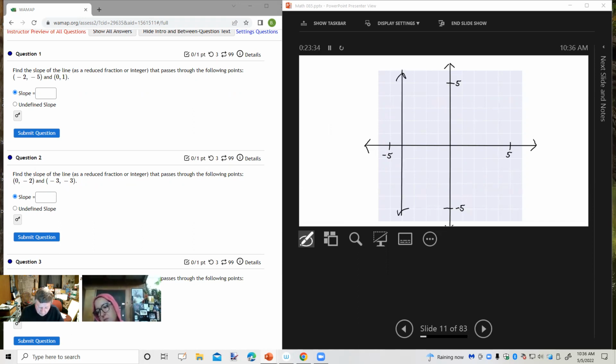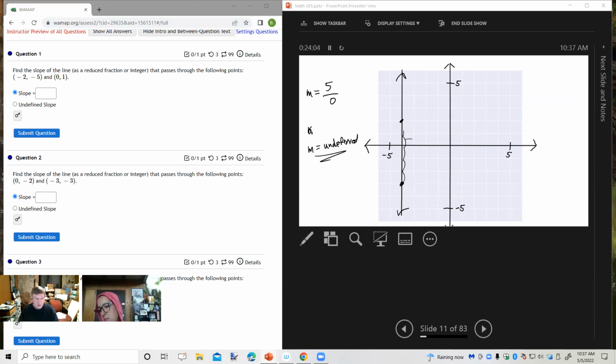And here we have a vertical line. Let's go from this point to that point. So it goes up 1, 2, 3, 4, 5, but it goes over 0. Dividing by 0 is undefined. That's why the slope of a vertical line is undefined, because when we calculate it, we end up dividing by 0.